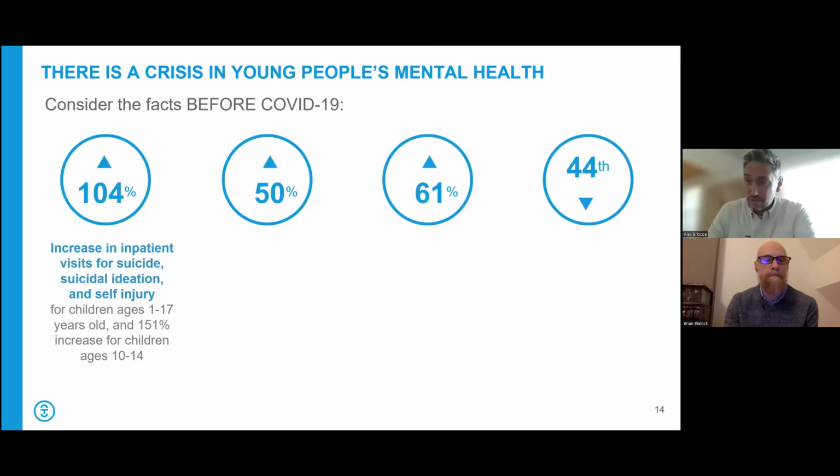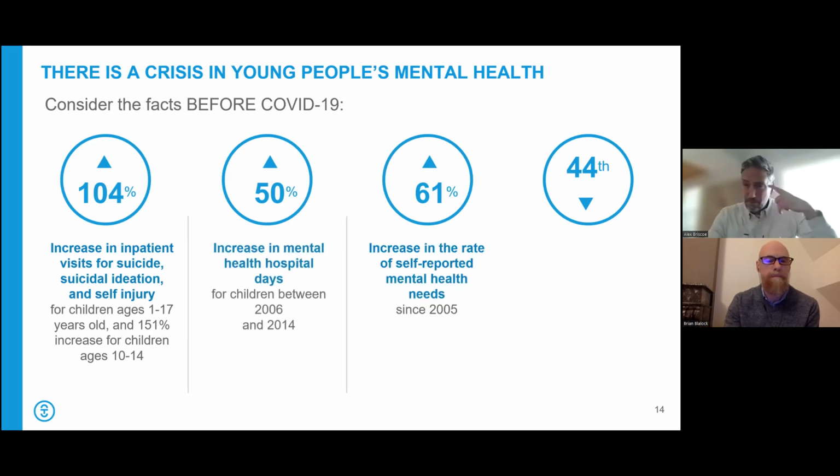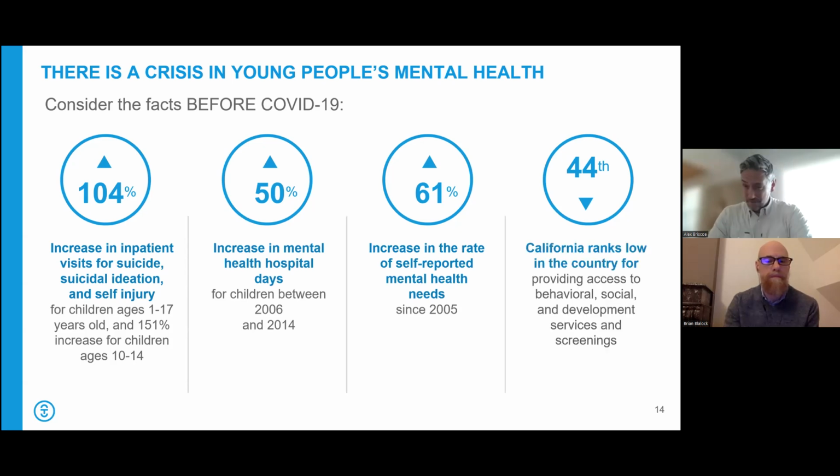And the crisis is real. This data is from before the pandemic. So what I would invite you to hold is, don't believe the hype. The pandemic didn't create the youth mental health crisis. It poured a bunch of gasoline on the fire. In the decade before the pandemic, we saw a doubling of inpatient admissions for self-injury, a 50% increase in pediatric bed days. Young people were telling us through the California Healthy Kids Survey. And we ranked 44th in the nation in screening, but actually 48th in access to care for kids.